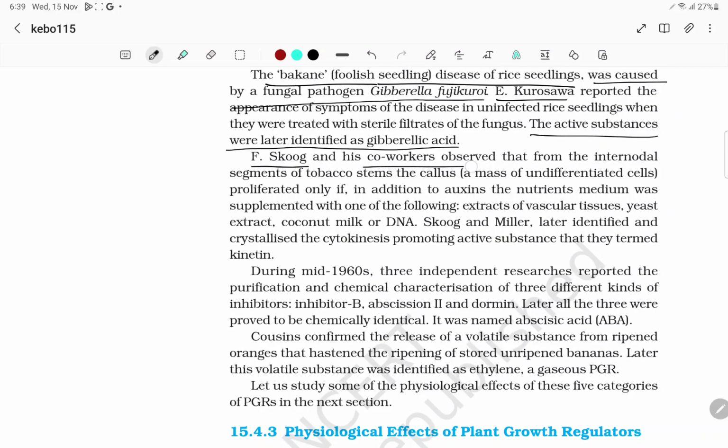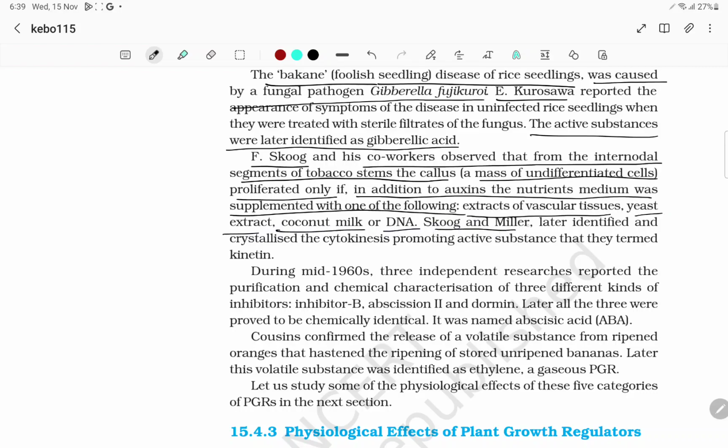F. Skoog and his co-workers observed that from internodal segments of tobacco stem, callus, a mass of undifferentiated cells, proliferated only if, in addition to auxin, the nutrient medium was supplemented with one of the following extracts of vascular tissue: yeast extract, coconut milk or DNA. Skoog and Miller later identified and crystallized the cytokinesis promoting substance that they termed kinetin.